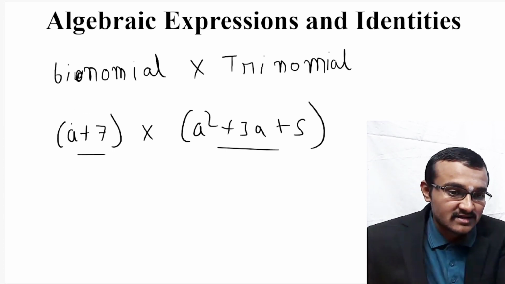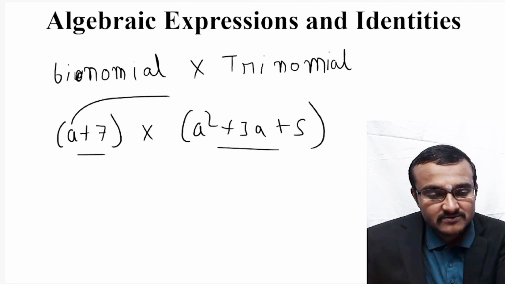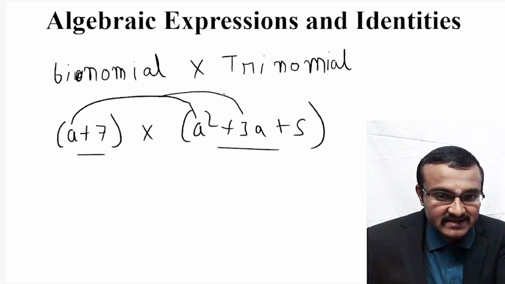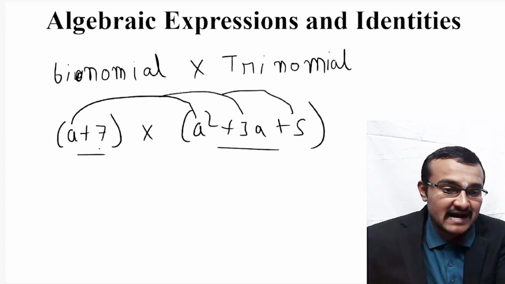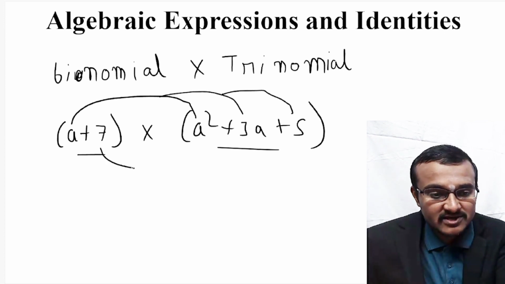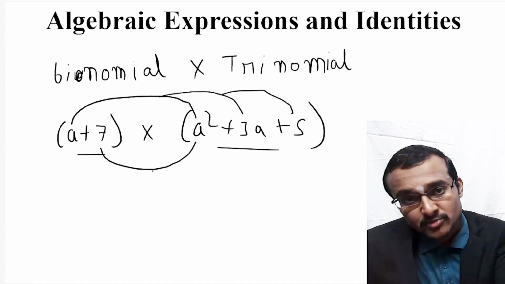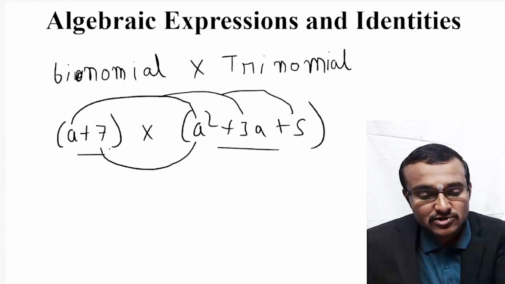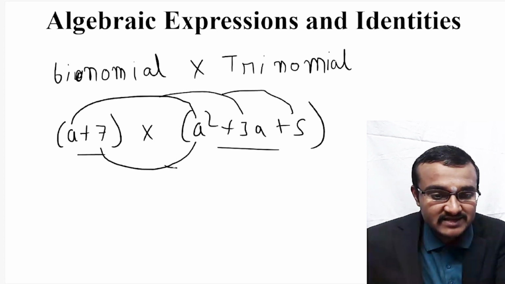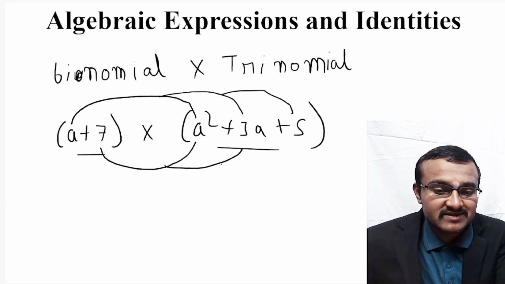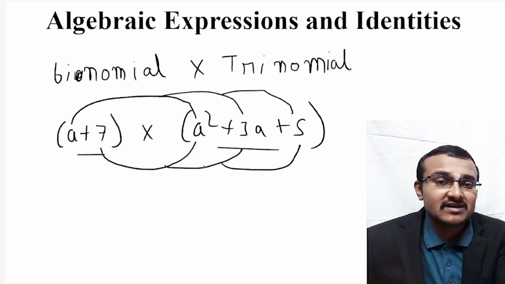That means the first term of this binomial should be multiplied with a square, with 3a and with 5 as well. And the second term of this binomial should also be multiplied with all the terms of the second polynomial, that is a trinomial, where 7 should be multiplied with a square, it should also be multiplied with 3a, it should also be multiplied with 5.